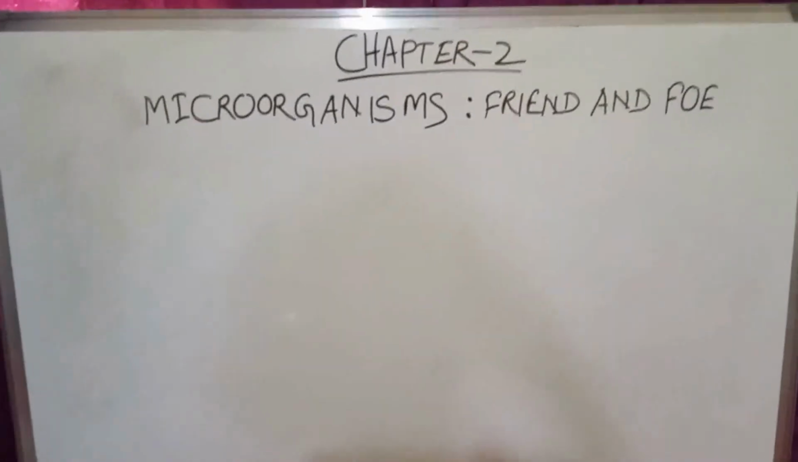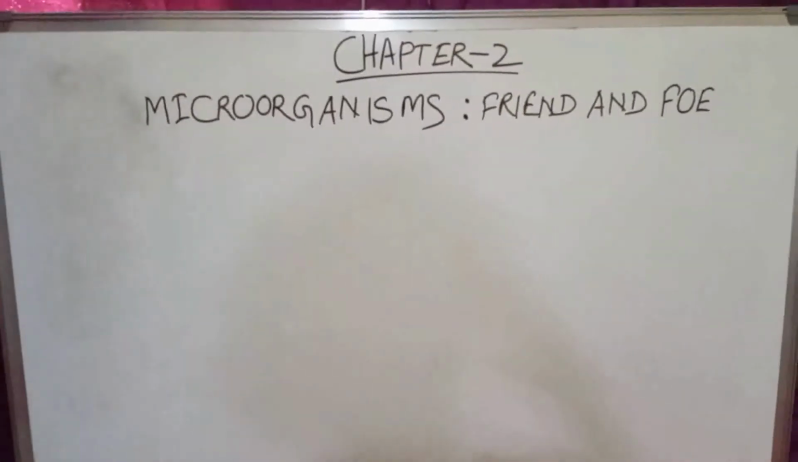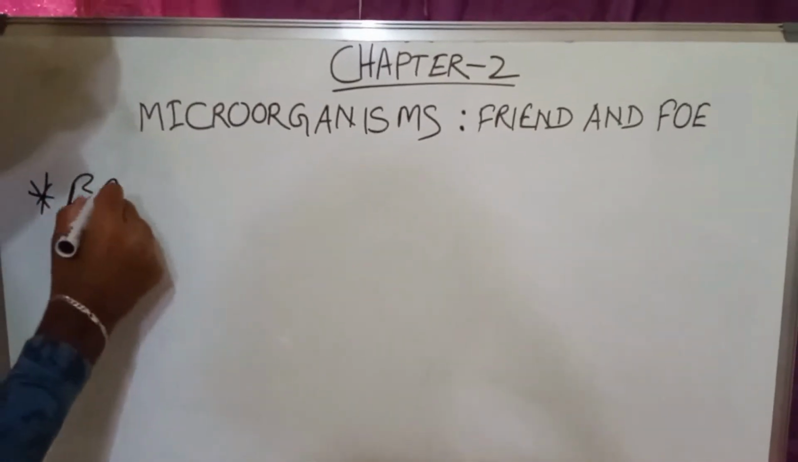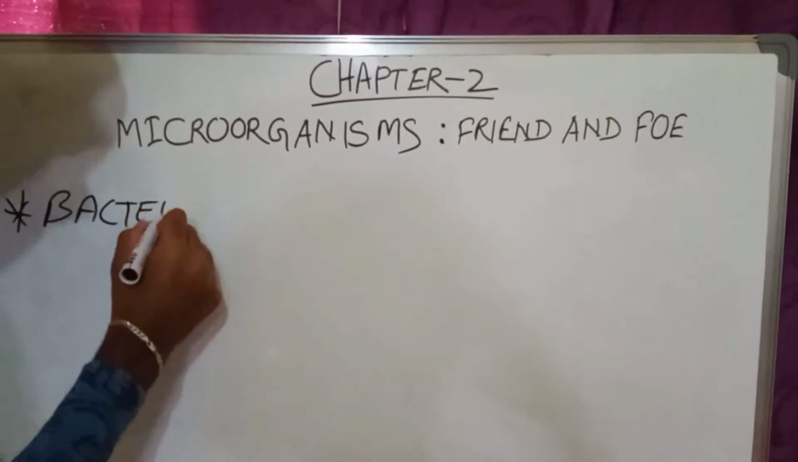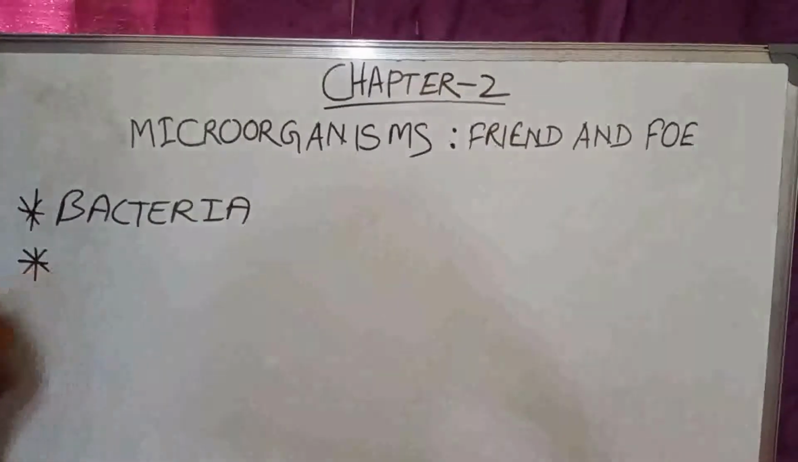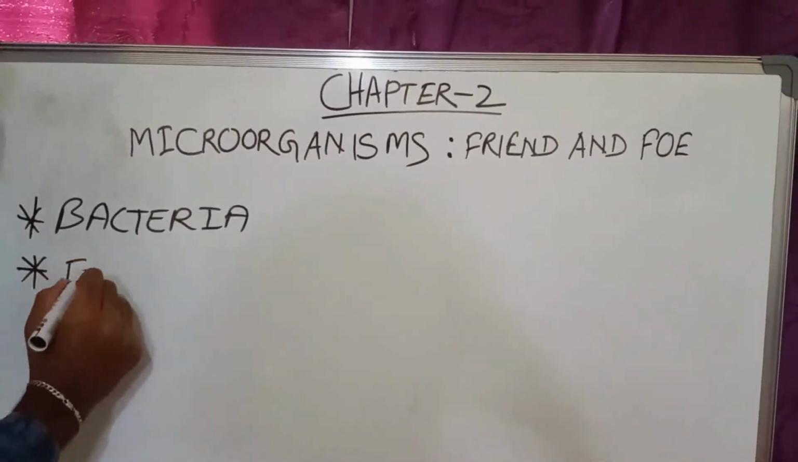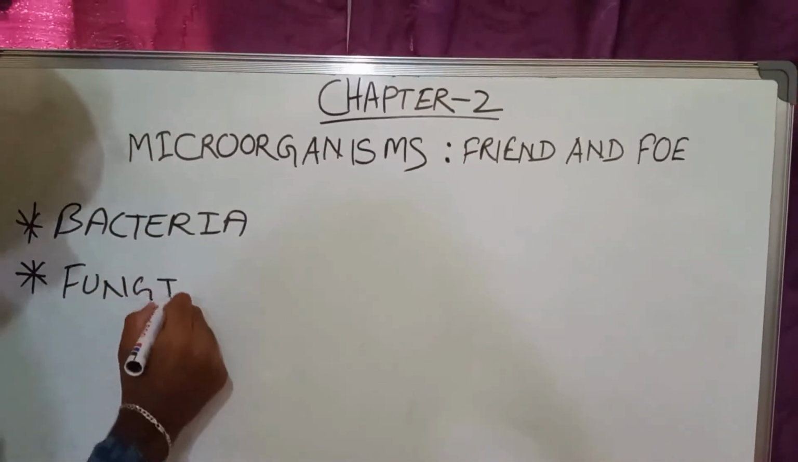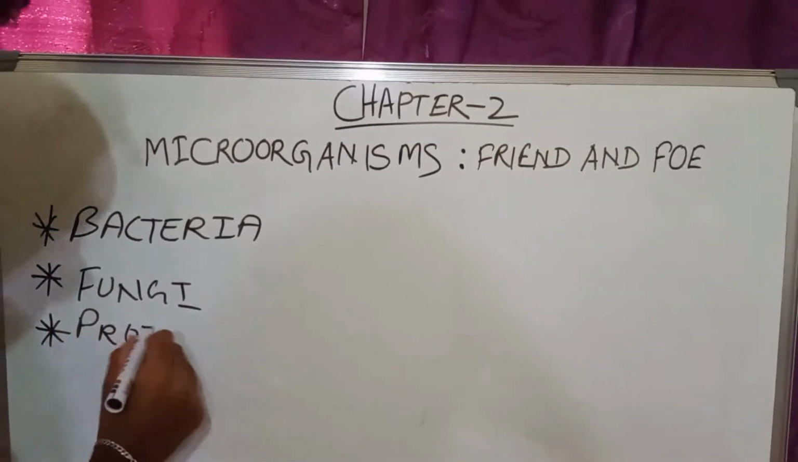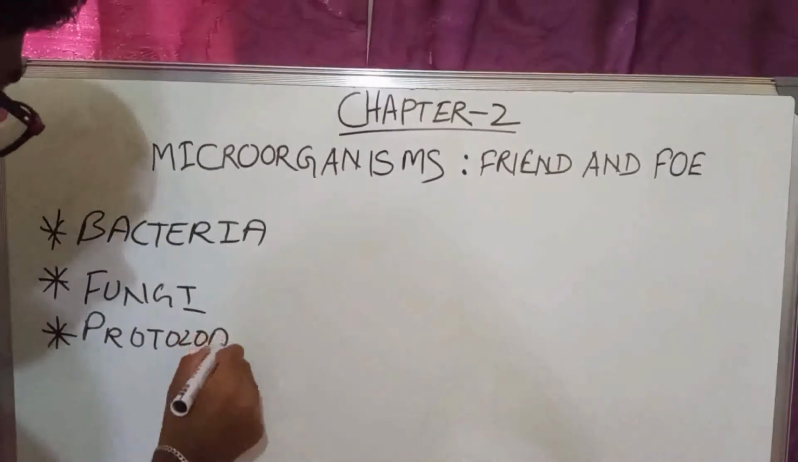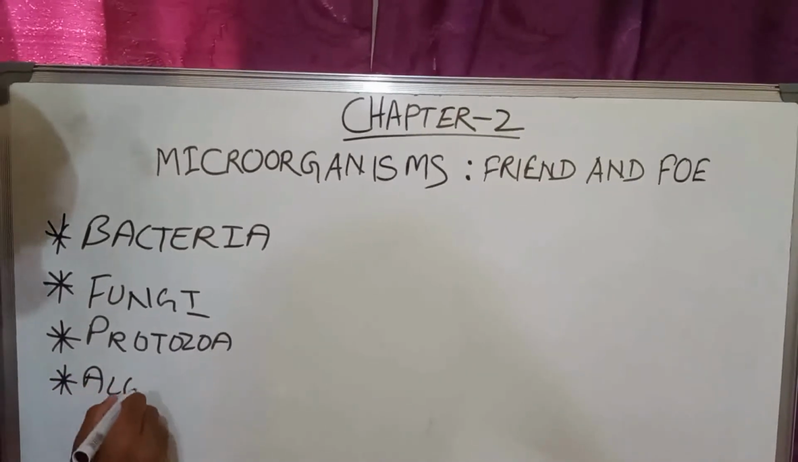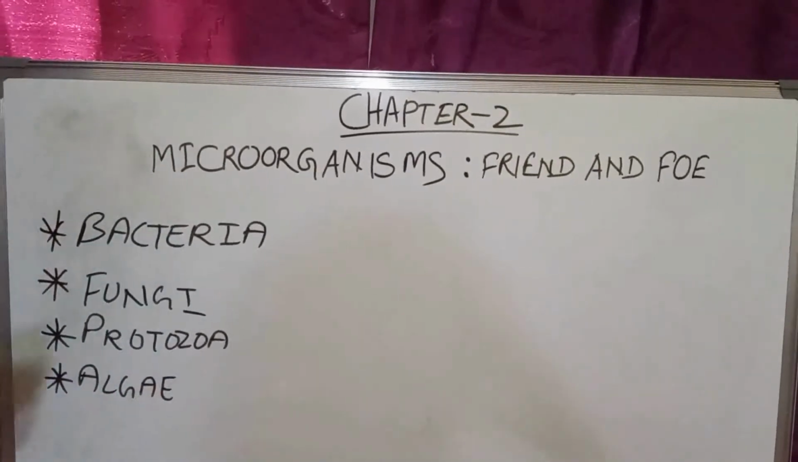So there are mainly four groups of microorganisms: bacteria, fungi, protozoa and algae. So these are the four major groups.